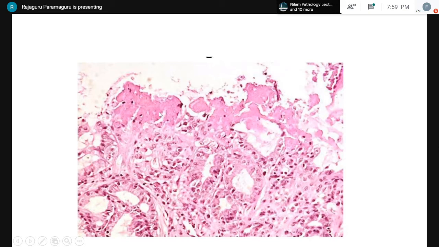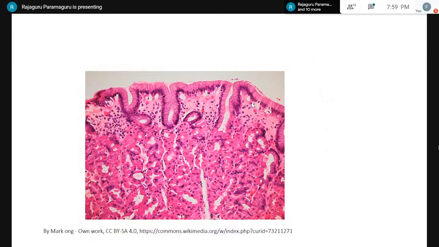So this should not be confused with collagenous gastritis. In collagenous gastritis, the surface epithelium will remain intact, and you will have subepithelial collagen deposition which will encase the superficial capillaries and the inflammatory cells. So this should not be confused with erosive gastritis where the fibrinous deposition will be there on the surface. So just don't confuse that.